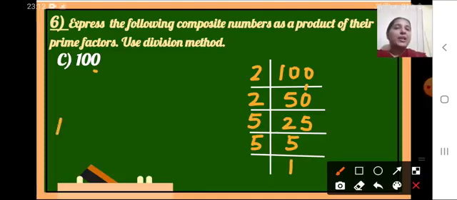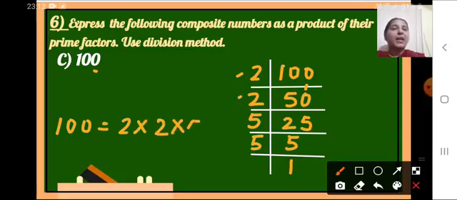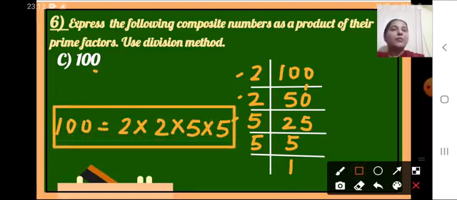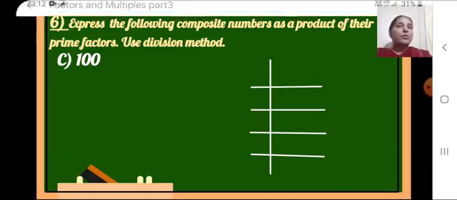So how will we write 100 as the product of its prime factors? It will be 2 multiplied by 2 multiplied by 5 multiplied by 5. Okay. So in this way we will write 100 as 2 multiplied by 2 multiplied by 5 multiplied by 5. So here we have written 100 as the product of its prime factors. Got it, children? Now let's move to the next question.